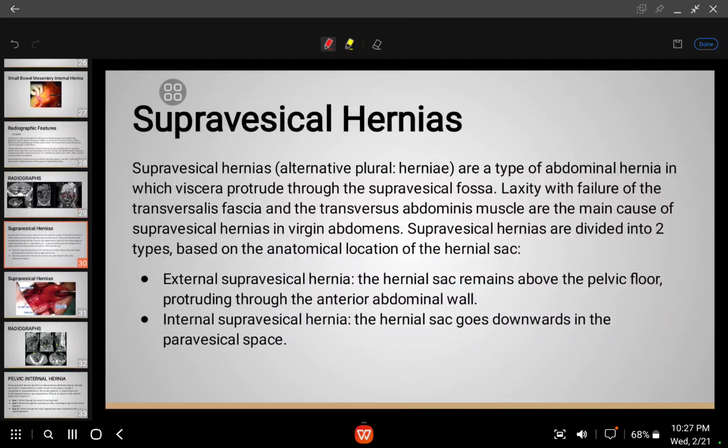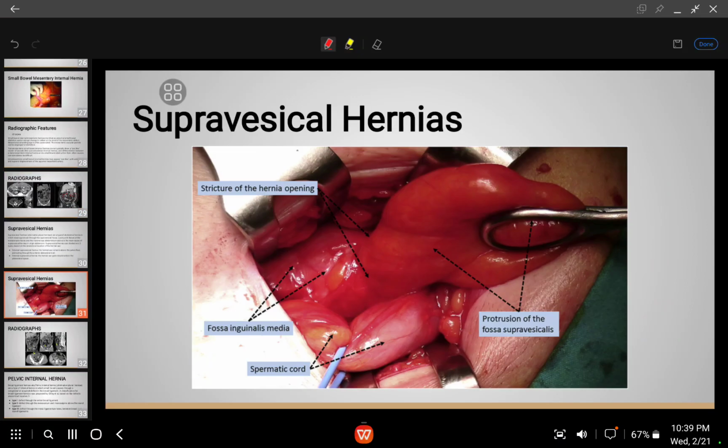In the external, the hernial sac remains above the pelvic floor and protrudes through the anterior abdominal wall. But in the internal, the hernia sac goes downwards in the paravesical space. So here is supravesical hernias. So you can see here the protrusion of fossa supravesical.